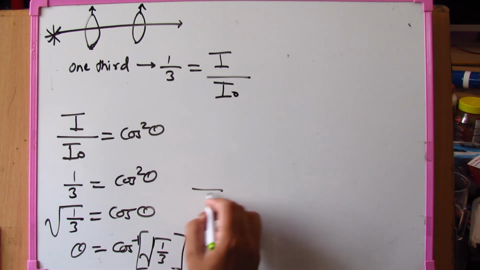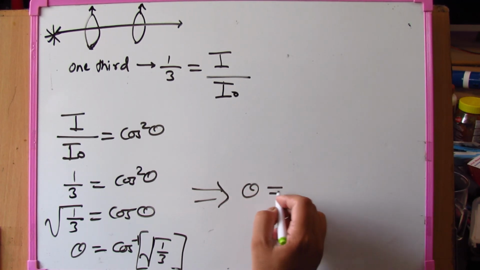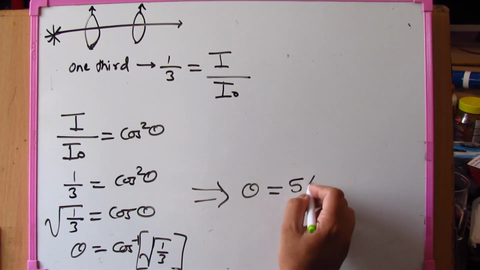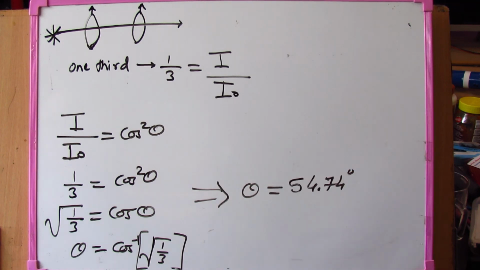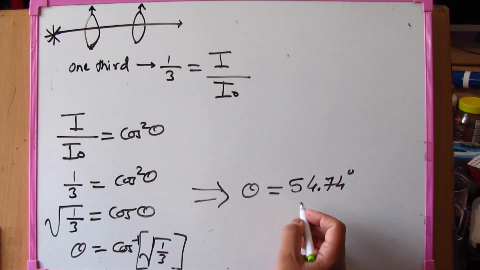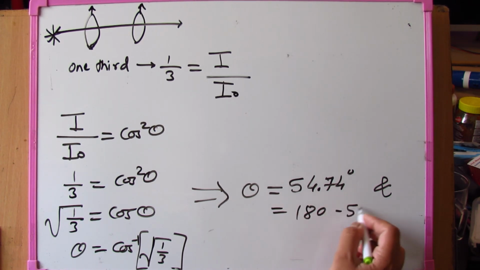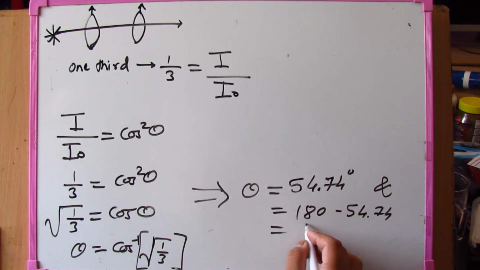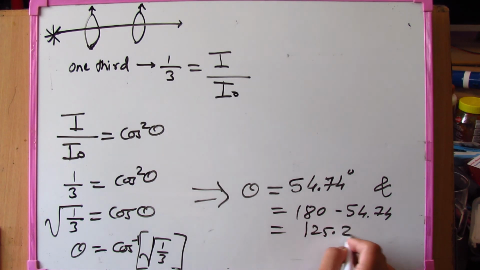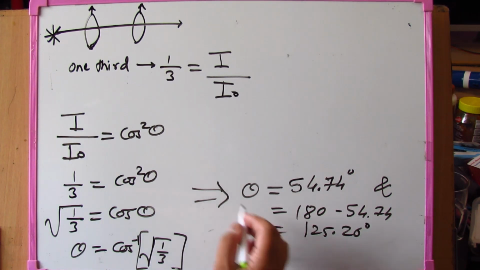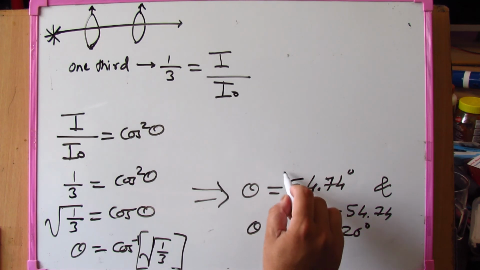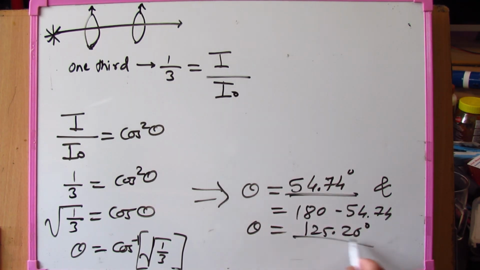and that will simply give you theta equal to 54.74 degree. And also it is equal to 180 minus 54.74, and that is going to be 125.24 degree. So this will be the final answer. The answer will be 54 as well as 125 degree. So that's it. All numericals will be based on the same formula you have here.